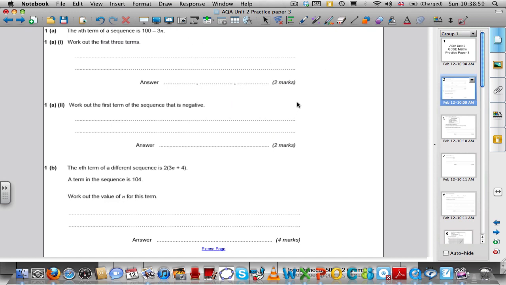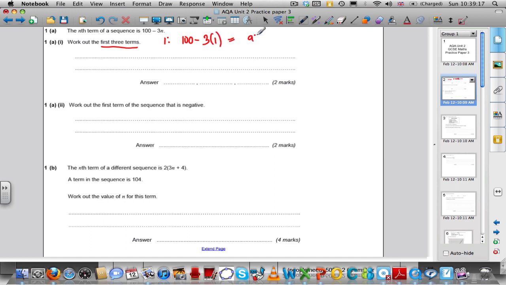This is about sequences. It tells you the nth term of a sequence is 100 minus 3n. What are the first three terms? Okay, the first term must be 100, subtract 3 times 1. You replace n by 1.